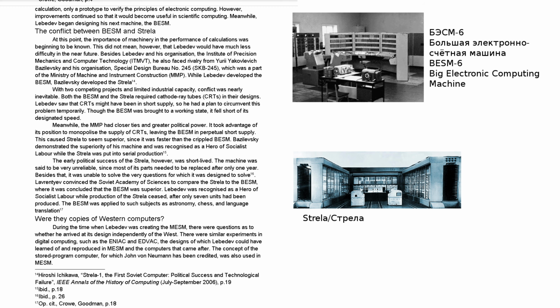Were they copies of Western computers? During the time when Lebedev was creating the BESM, there were questions as to whether he arrived at its design independently of the West. There were similar experiments in digital computing, such as the ENIAC and EDVAC, the designs of which Lebedev could have learned of and reproduced in BESM and the computers that came after. The concept of the stored program computer, for which John von Neumann has been credited, was also used in BESM.